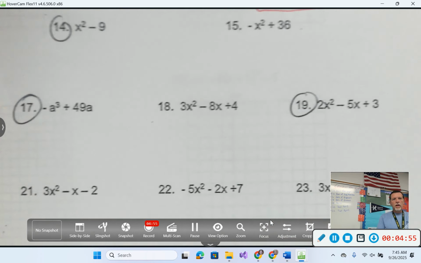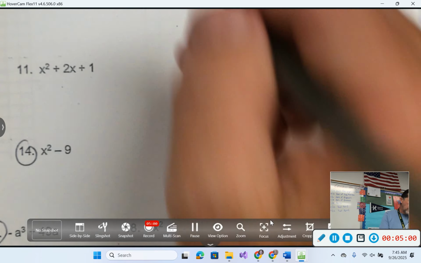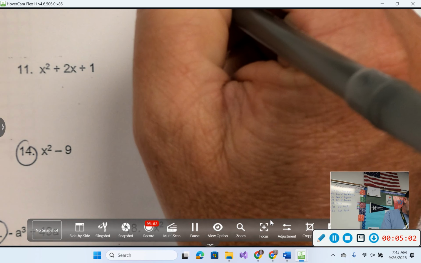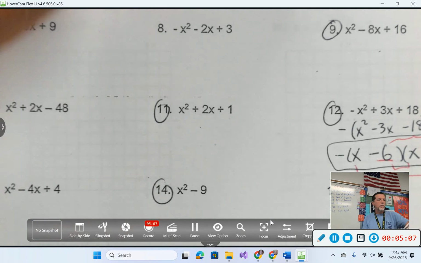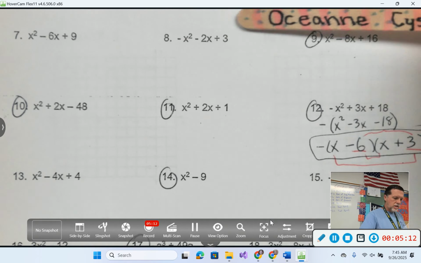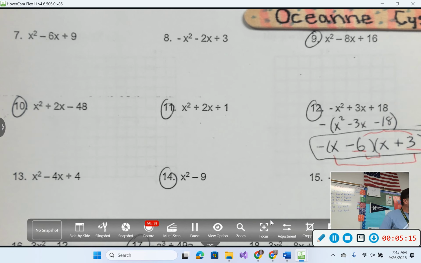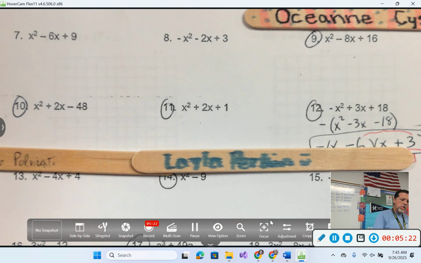What about 14? Actually, let's stop jumping around. Why don't you try 9, 10, 11. Why don't you do 9, 10, 11 real quick? Well, maybe not real quick, but do 9, 10, and 11. Got some volunteers here. OCN for 9, Mateo for 10, Layla for 11.